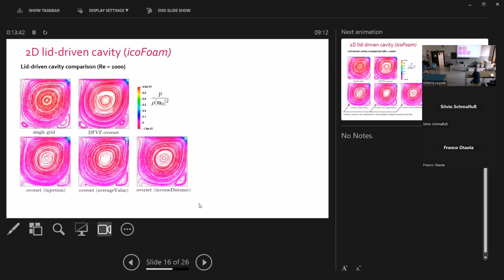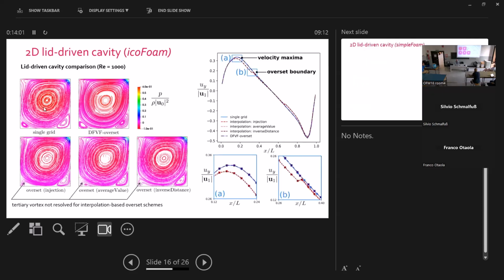What we find on the coarse grid is that the existing overset schemes in foam extend don't resolve this tertiary vortex, okay, on the coarse grid, whereas it is resolved in DFVF overset. And again, we have a smooth solution field over the overset boundary. If we look at the maximum of velocity, so this is the velocity across the center line, you can see that the maximum is the same as the single grid as well, whereas there's an error for the overset. And also, if we look at the overlap zone here, it's continuous across the overlap zone, whereas there's discontinuity if we're using interpolation.